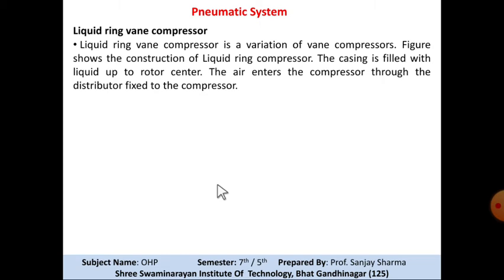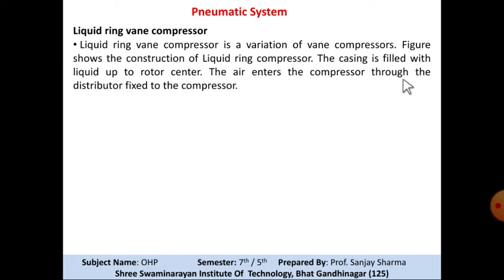Liquid ring vane type compressor. This is a unique type of compressor which is used nowadays in the industry. The liquid ring vane compressor is a variation of the vane compressor, so it is somewhat a modification of the vane type compressor. The figure shows the construction of a liquid ring compressor. The casing is filled with a liquid up to the rotor center.